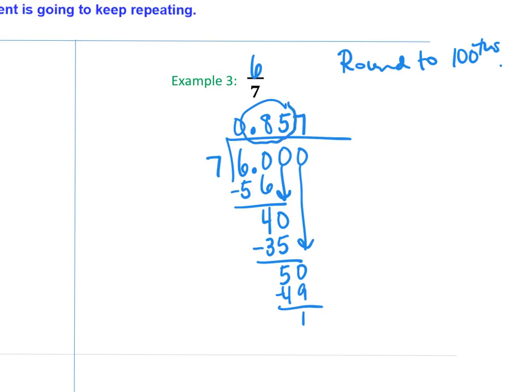0.85 would be our hundredths, but we want to look at what's in our thousandths place. It's a 7, so 5 or above, give it a shove. We're going to bump it up 1 to make our answer approximately equal to 0.86, 86 hundredths.